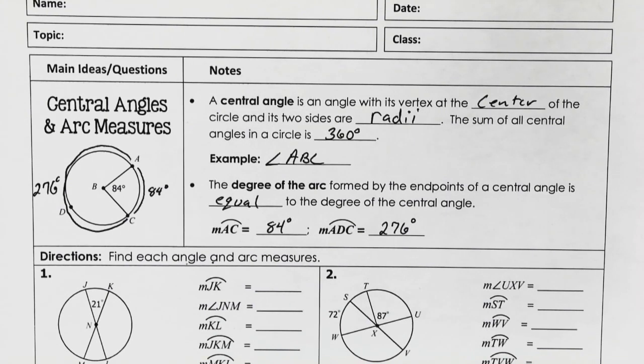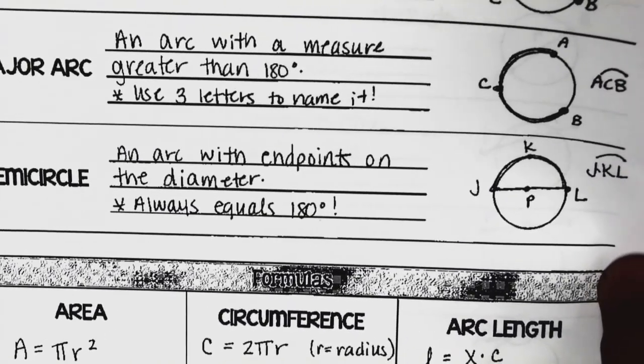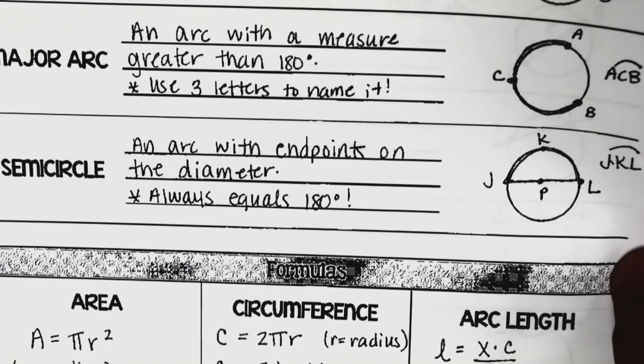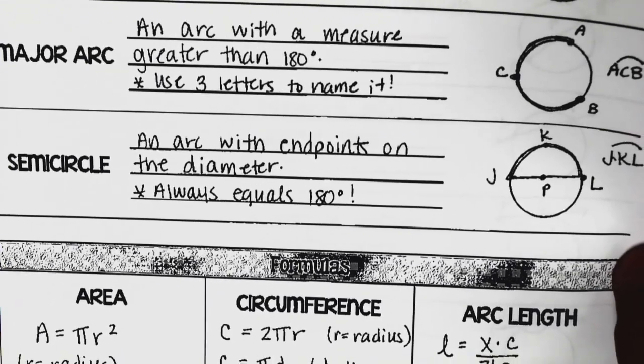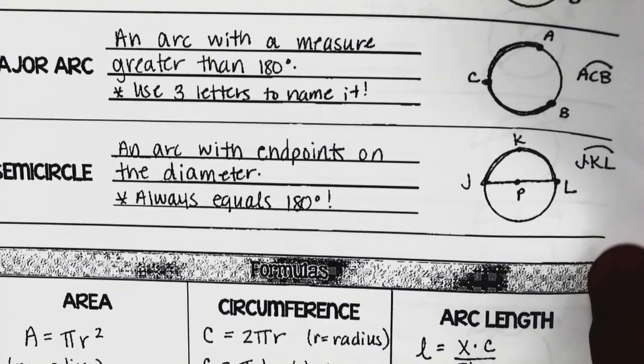And then, going back to those notes real quick, there is a very special type of arc that we call a semicircle. A semicircle is where it's half the circle and it's equal to exactly 180 degrees. And of course, semicircles would also be labeled with three letters in arcs.